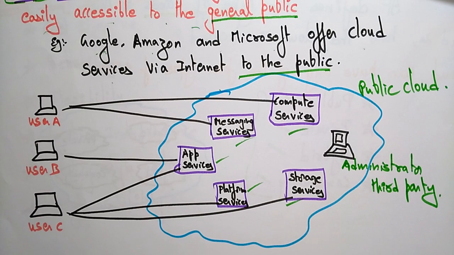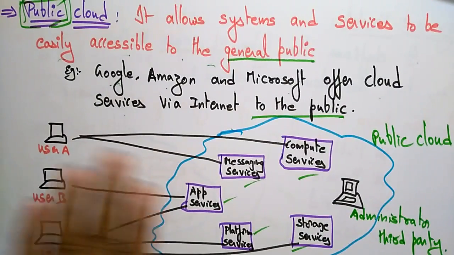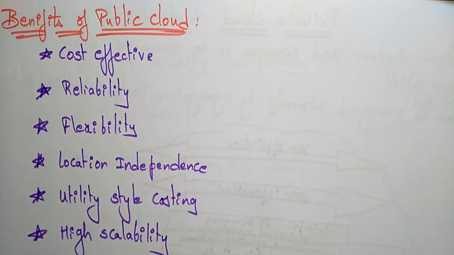And the platform services, different platforms, operating systems, you can download from different applications. Different software can easily be downloaded from the cloud without restrictions. And application services, messaging services, compute services, everything will be provided publicly. Any user can access. So this is a public cloud. Let us see the benefits of public cloud. What are the benefits that are present in the public cloud?